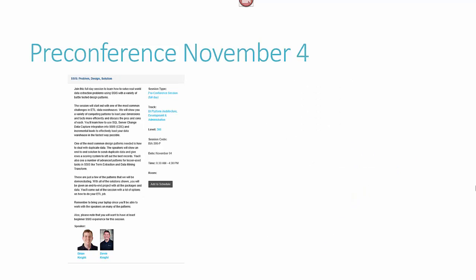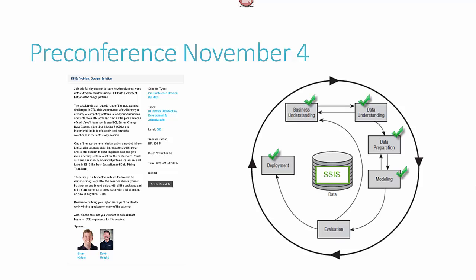And third pre-conference here, Brian and Devin are going to talk about SQL Server Integration Services. And they're going to talk about mostly the data motion and processing. So we're going to talk more in this presentation. I would anticipate them talking about the data preparation, the business understanding, and maybe even deploying final results.